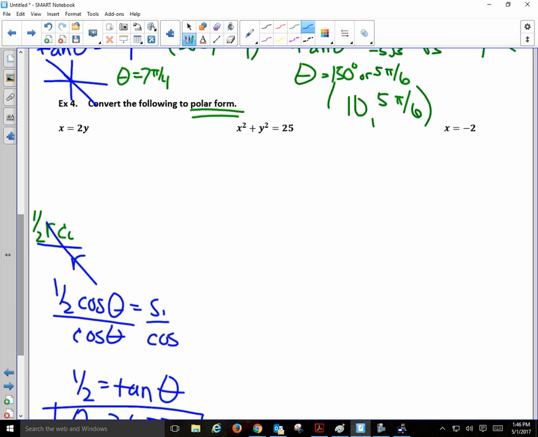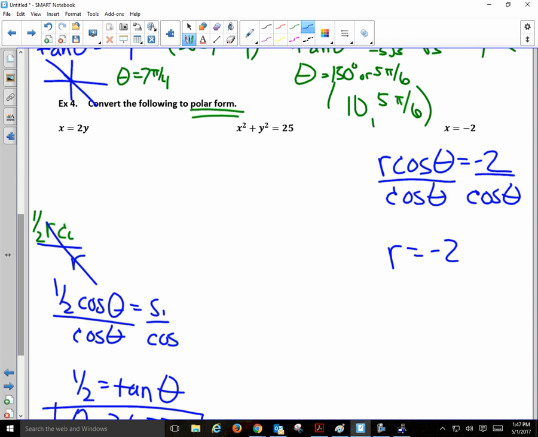What kind of a line? A vertical line. True or false? You've been able to graph a vertical line on your calculator before. False, because a vertical line is not a function. So r cosine of theta is equal to -2. On the first example, we had r completely disappear. On the second example, we had theta completely disappear. Do either of them disappear here? As you divide by cosine of theta, you can see that r is equal to -2 secant of theta.